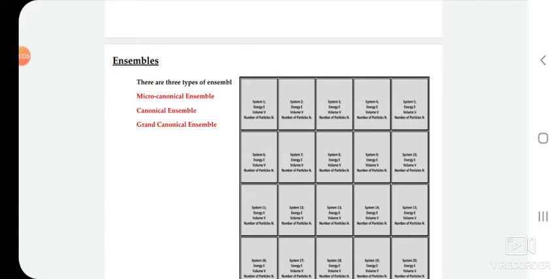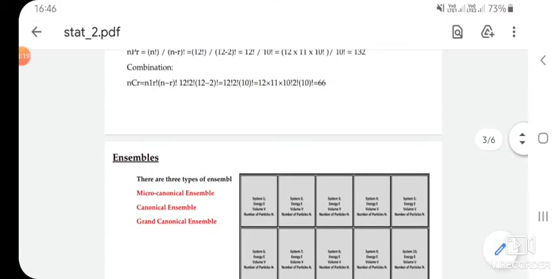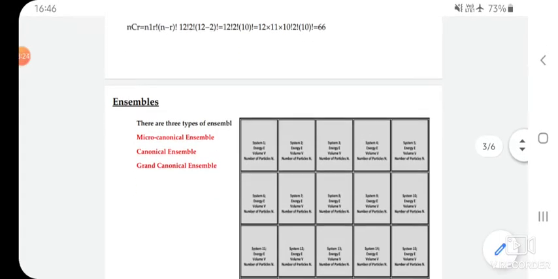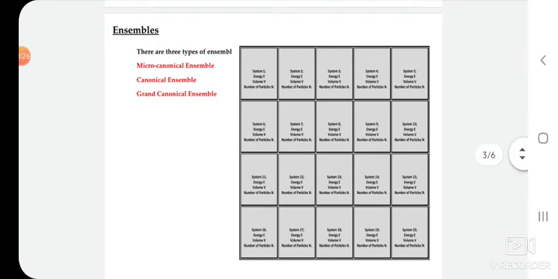So if we move forward, the next term is the ensembles. First, our aim is to understand what is an ensemble. Then we will discuss microcanonical ensemble, canonical ensemble and grand canonical ensemble. Ensemble means what? A system is defined by the collection of a large number of particles.